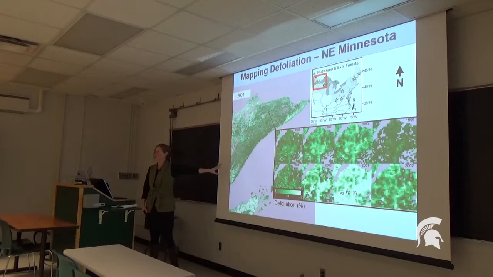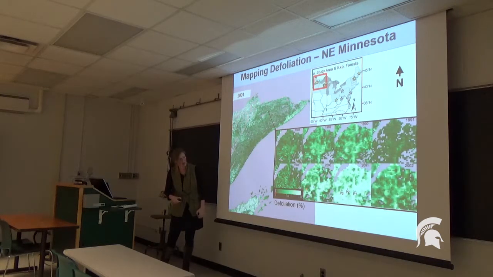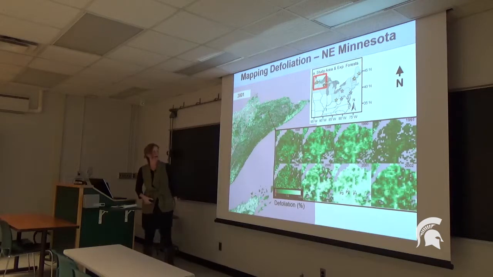And so I started doing this, and I think Emily, we were in the same lab for a while, and she saw me working on this a long time ago. So this is a defoliation map from 2001. In this case, the lighter colors are 100% defoliated. Dark green is not defoliated, so it's happy forest canopy.